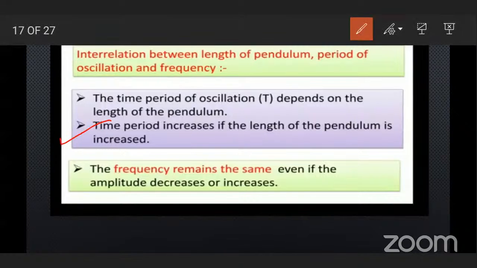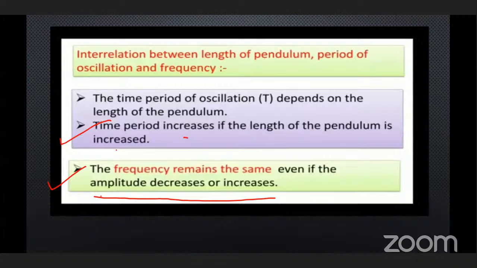The time period increases if the length of the pendulum increases. And we can say the opposite sentence also: the time period decreases if the length of the pendulum decreases. And second, the frequency remains the same even if the amplitude decreases or increases. Amplitude, the maximum distance covered by the pendulum, increasing or decreasing does not affect the frequency.